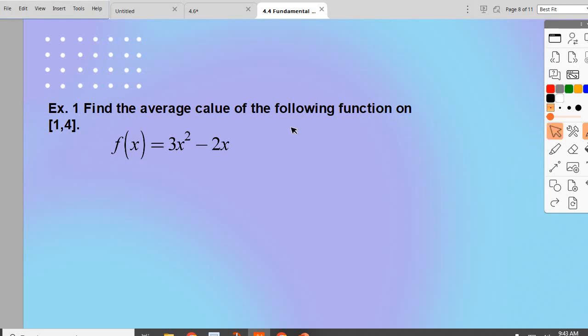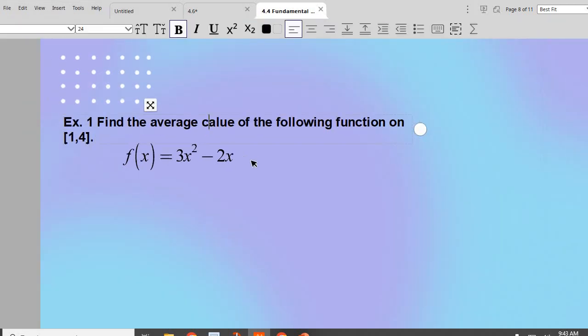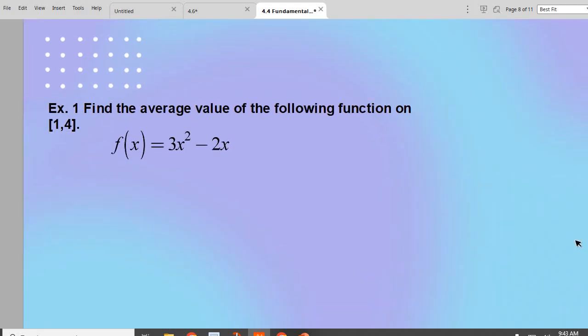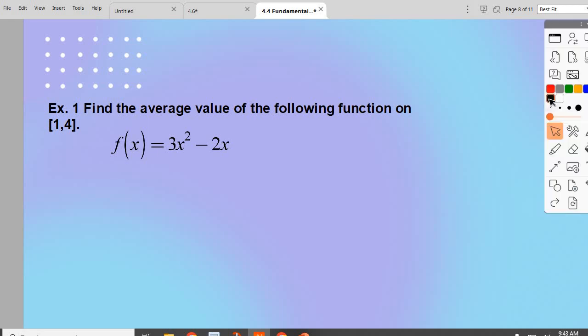So it says find the average value of the function on 1 to 4, and I'm about to change it, not a c. Basically, we're looking at f of c. Remember, f of c is my average value. Basically, I'm looking at the average y value. That's why we have an f of c and not just c.